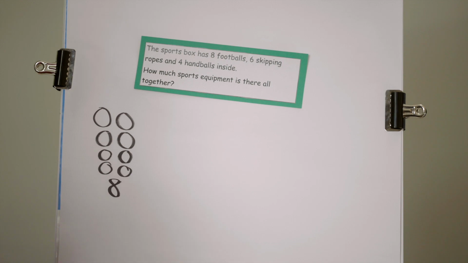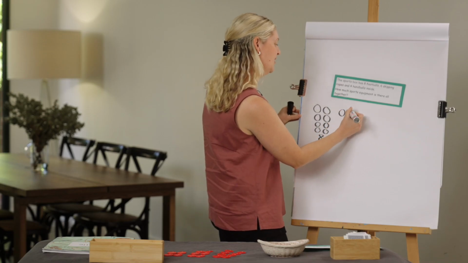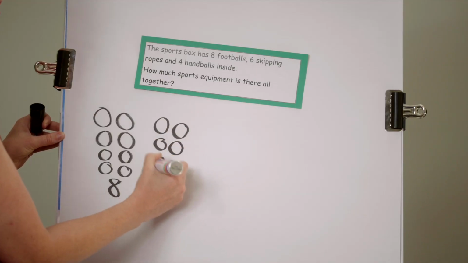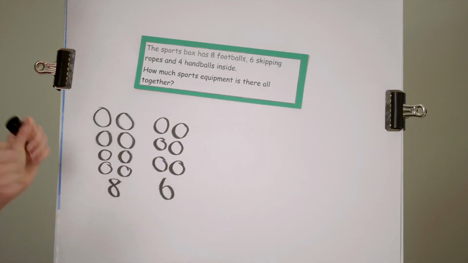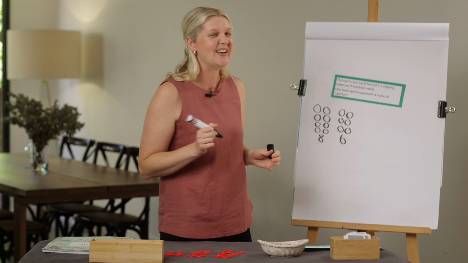Our second add-in, 2, 4, 6. Let's draw. 2, 4, 6. And our third, 2 and 2 is 4.